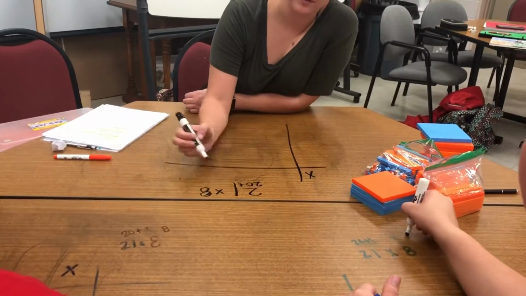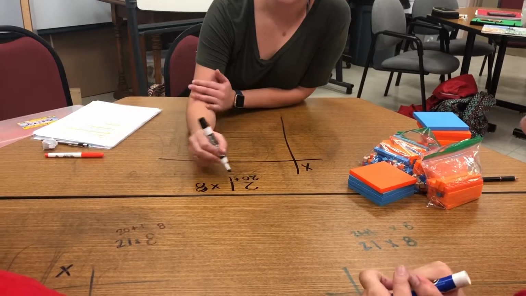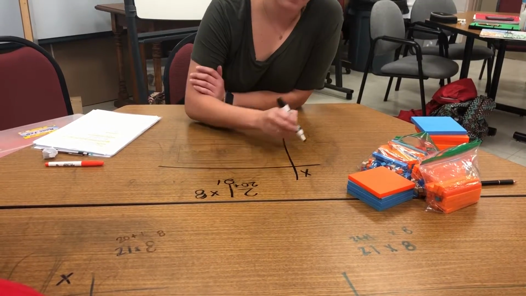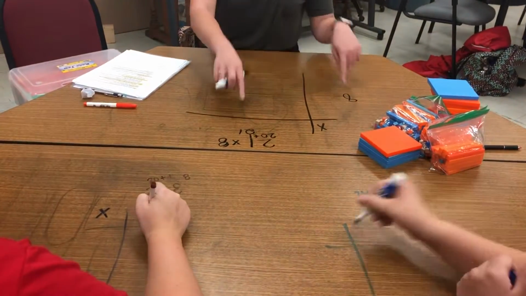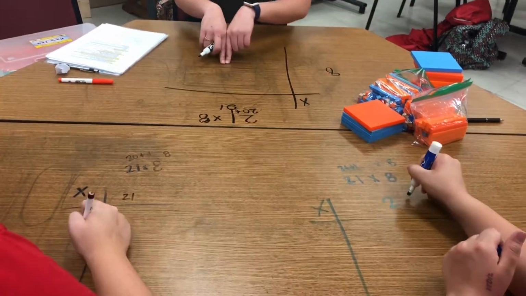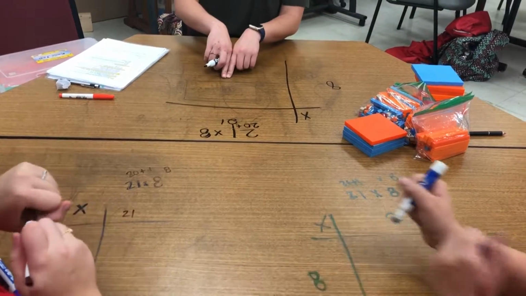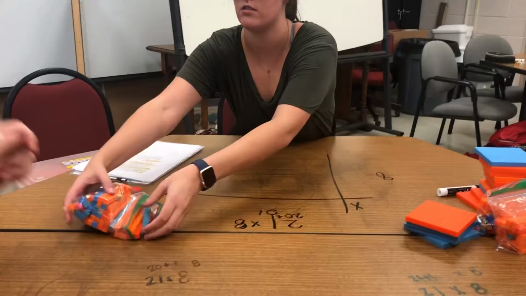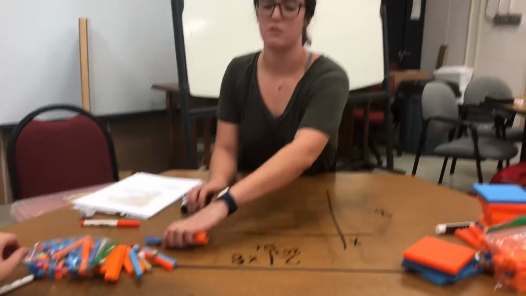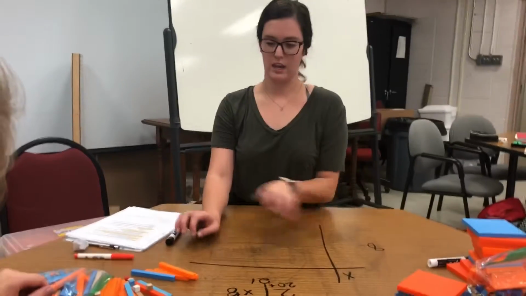Okay, so like we're doing an area, we're going to have 21 up here, and 8 is going to be on this side, because remember, we bring them together. 21 times 8 is ultimately what we're trying to figure out, right? So we're going to use our manipulatives. We can all do this together to demonstrate 21, and we'll do 8.